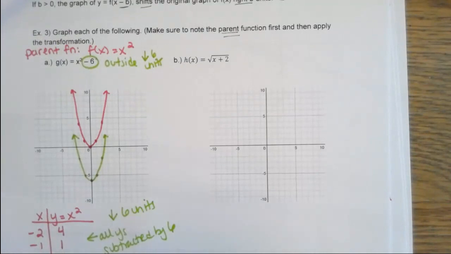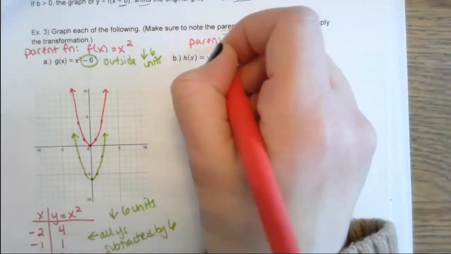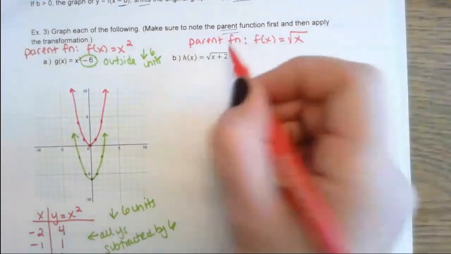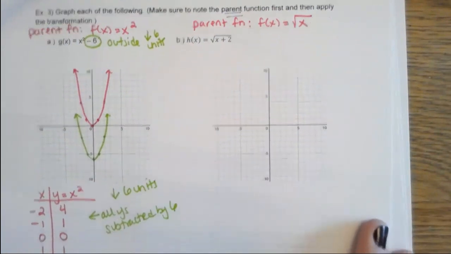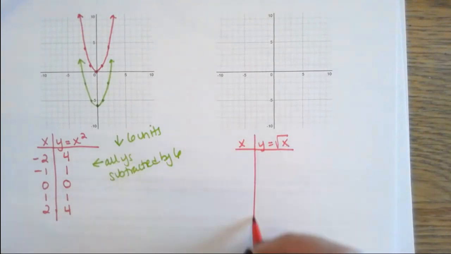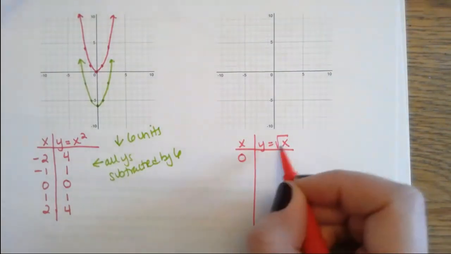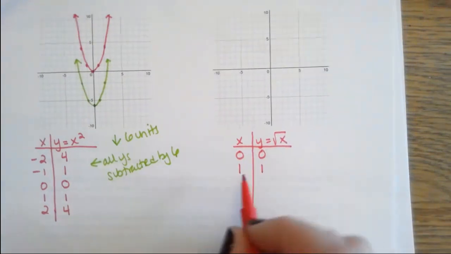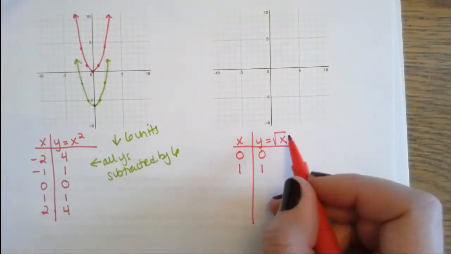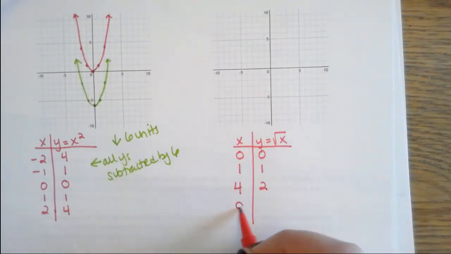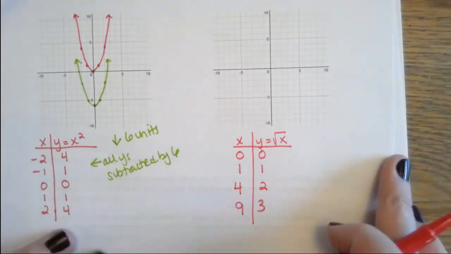Here I have another example. So our parent function in this case is just going to be the regular square root function without the +2. So it's just your base function. And again, you may want to start by making that table. Now, plug in values that make your life easy. So if I plug in 0, the square root of 0 is just 0. If I plug in 1, the square root of 1 is 1. Now, if I plug in 2, that's going to be kind of hard, right? Square root of 2 is not a whole number. But if I plug in 4, the square root of 4 is 2. And if I plug in 9, the square root of 9 is 3. Now, I cannot plug in negatives here because those will give me imaginary numbers.